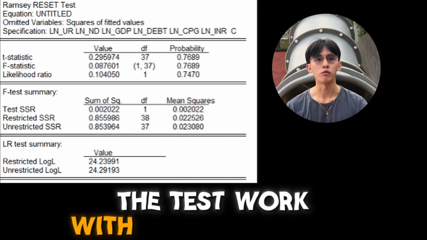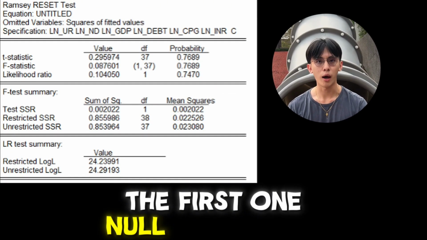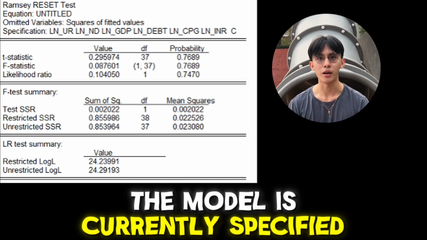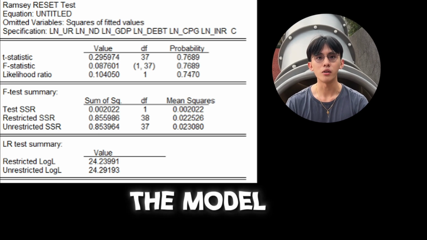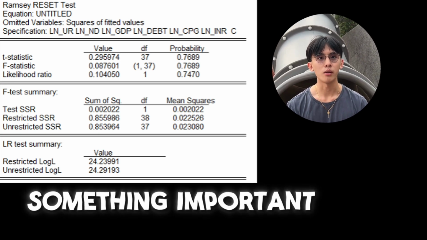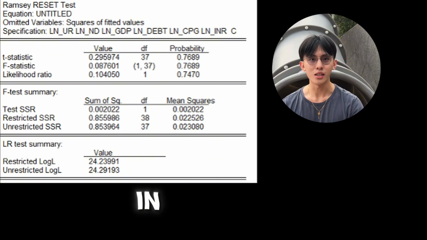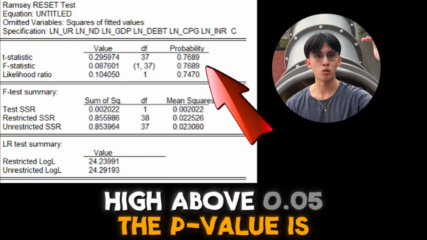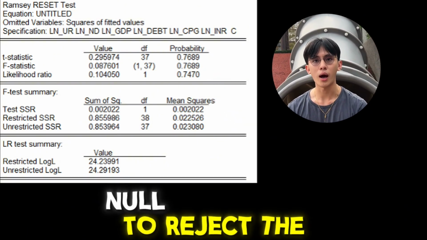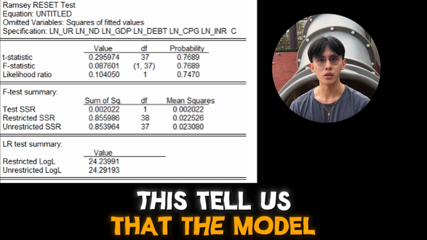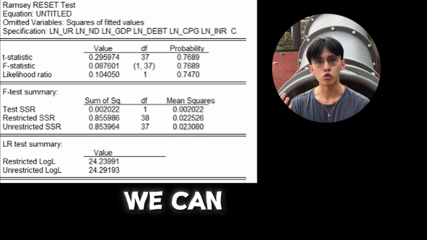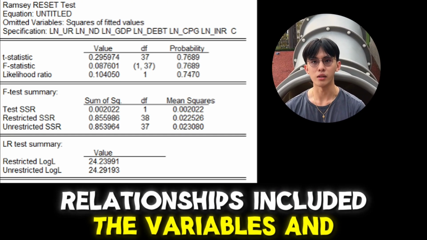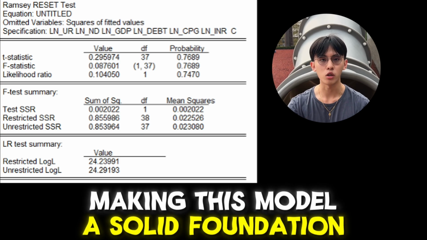The test works with two hypotheses. The first one, null hypothesis, the model is correctly specified with no missing variables or structural issues. Alternative hypothesis, the model is misspecified, meaning something important might be wrong with its structure. In this case, the p-value is high, above 0.05, so we fail to reject the null hypothesis. This tells us that the model is well structured with no evidence of missing variables or functional issues. We can trust the variables and relationships included, making this model a solid foundation for analysis.